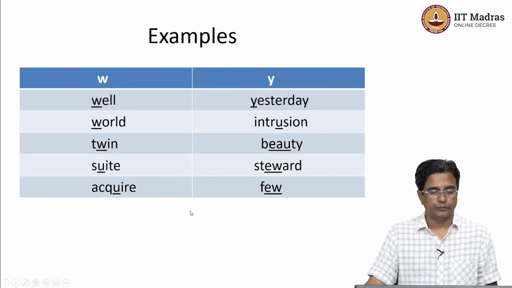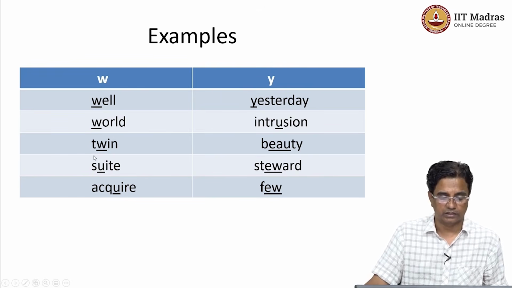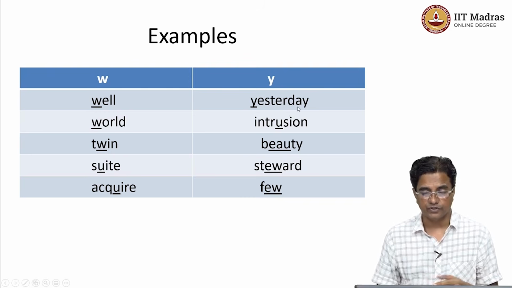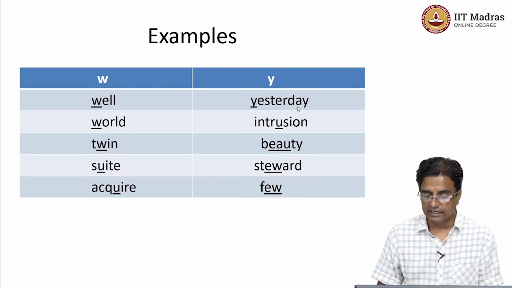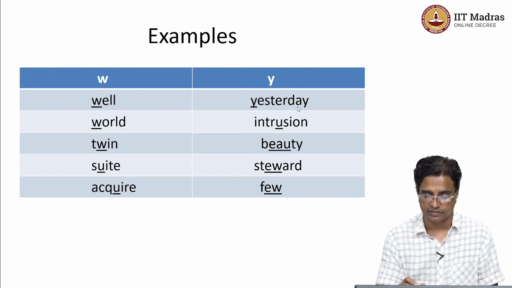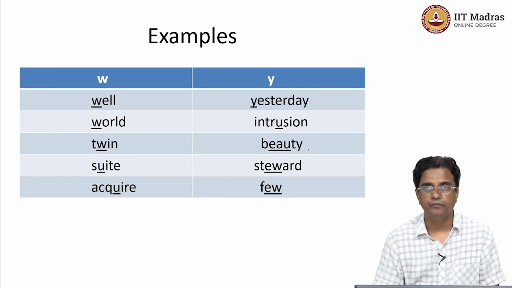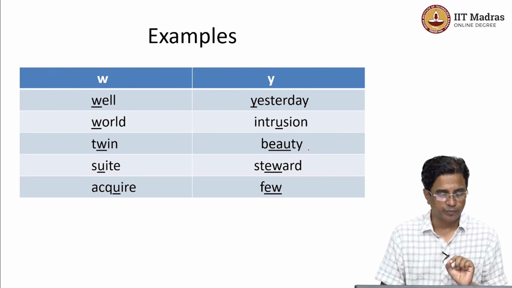Now, let's look at some words with wa: well, world, twin, sweet, acquire. With the ya sound, you have words like yesterday, intrusion, beauty, steward, few. Now, an important point to note here.